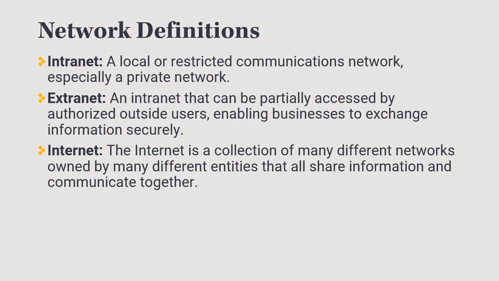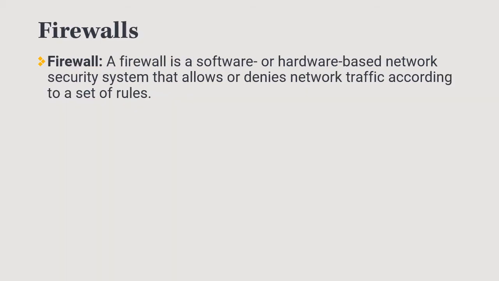And then the last one is the internet. So the internet is several different networks, and each of those networks are owned and managed by different organizations, different businesses, and the internet is what we use to share information globally. It's all of the infrastructure and devices that help make the World Wide Web possible.